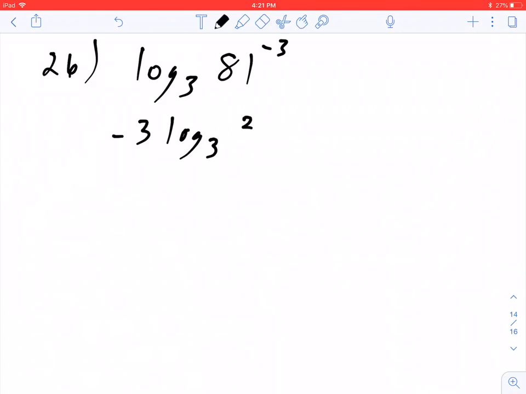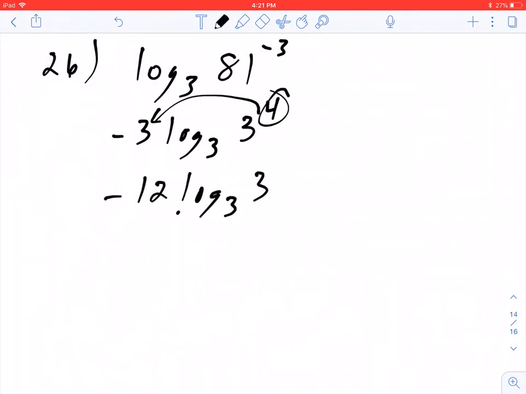So we're going to rewrite this as 3 to the 4th. Now using the power property again, this 4 right here is going to come down and multiply that negative 3. So that's going to become negative 12 log base 3 of 3. This cancels and you're left with negative 12.